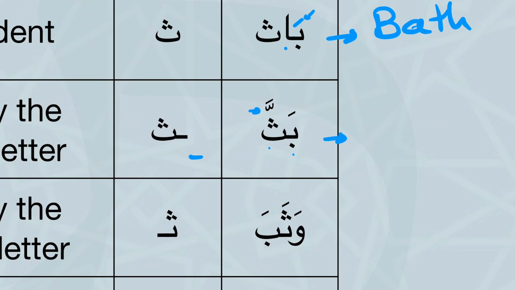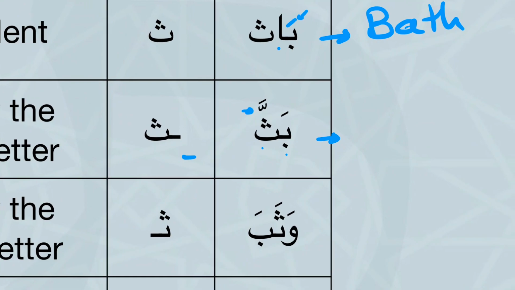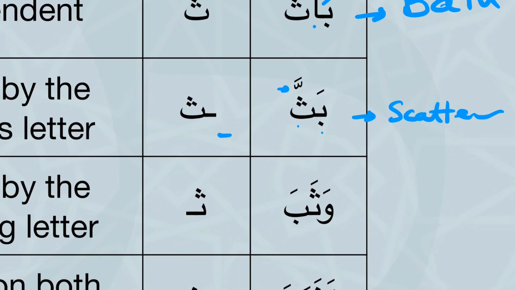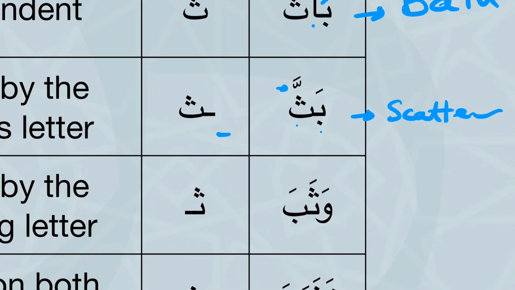Batha is basically to scatter things or things that are chaotic or random. We call it batha.